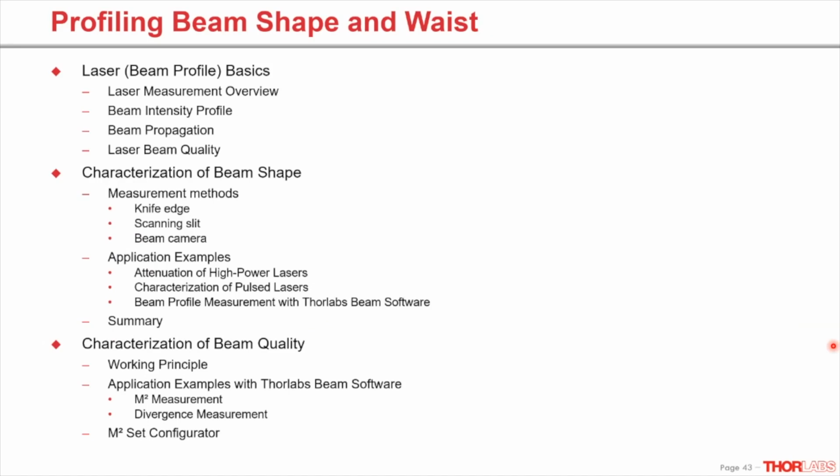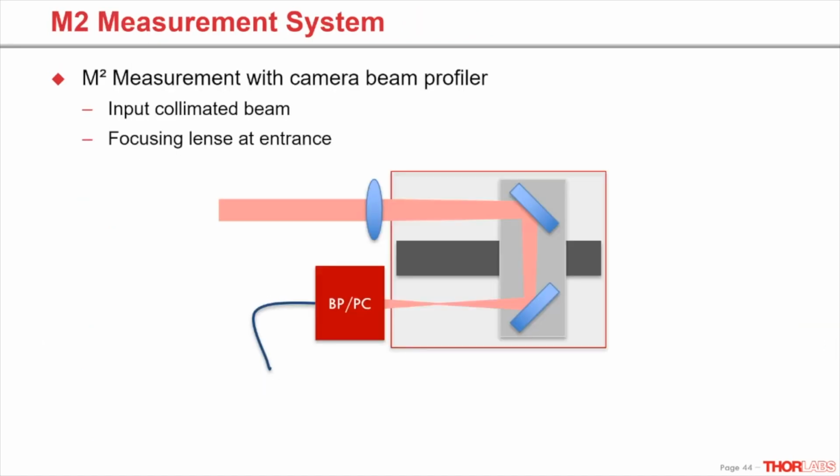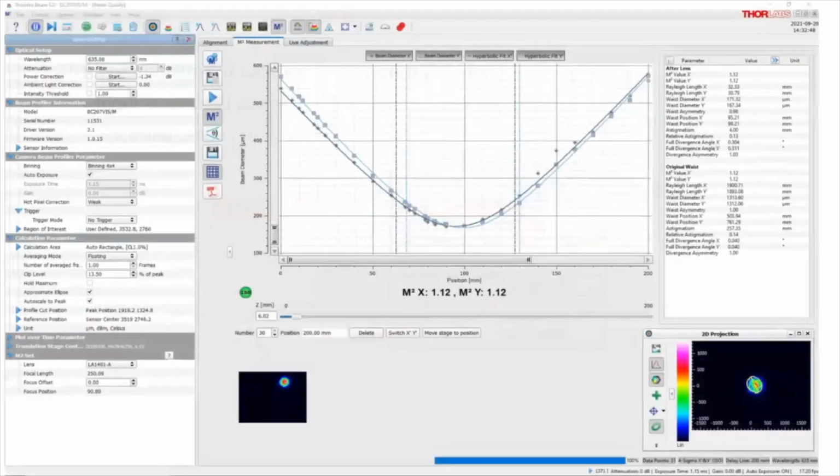Now that we have seen the mechanical approach, let's have a look at the software. In the first example, I will show an M-square measurement with a camera beam profiler. The incoming laser beam must be collimated with a focusing lens. And yeah, we start the animation.